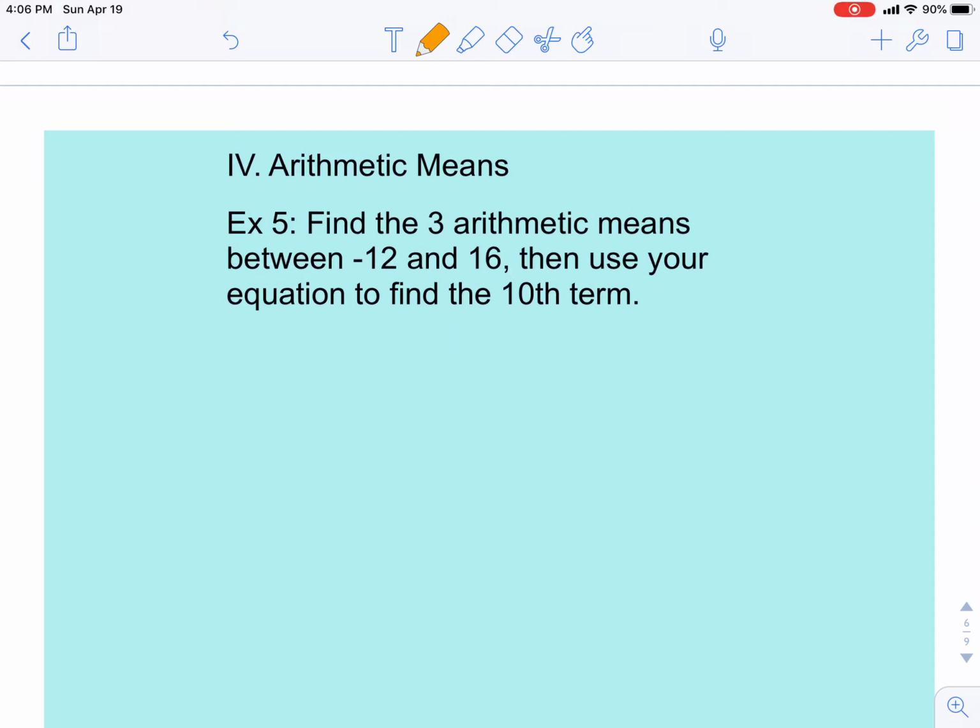Arithmetic means. What that's asking us to find out is basically we have a number 12. And then there's 3 arithmetic means. So basically, there are 3 blanks in our sequence. We have to fill in the blanks with the proper numbers. So what we need to do is find the common difference, use that common difference and keep adding because this is actually getting bigger. We're starting at negative 12 and we're going to 16. So we're getting bigger. So we have to find out how much we're getting bigger by each time.